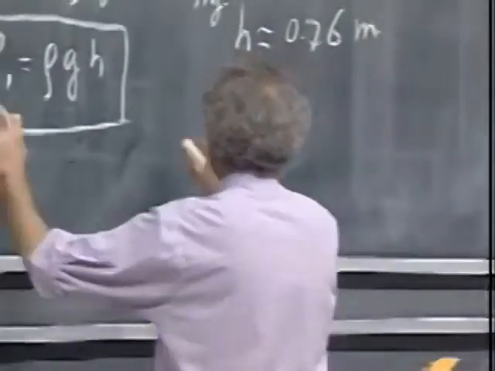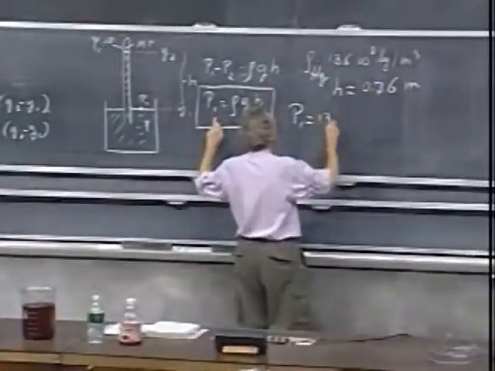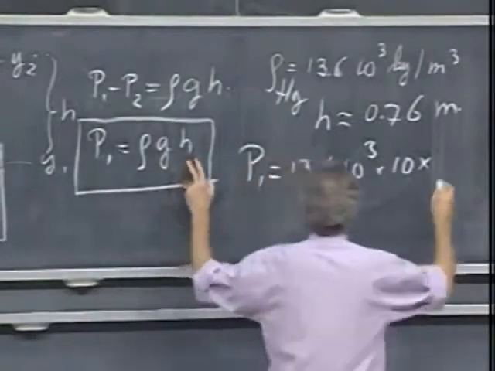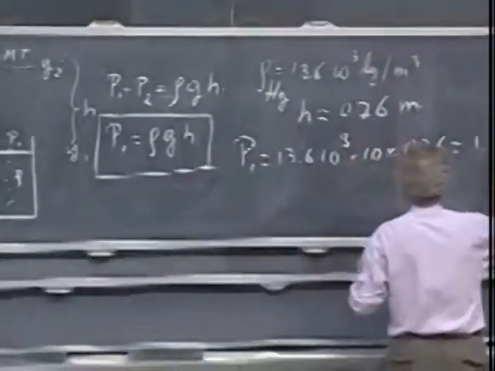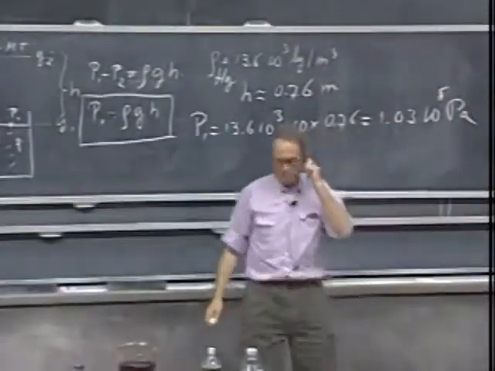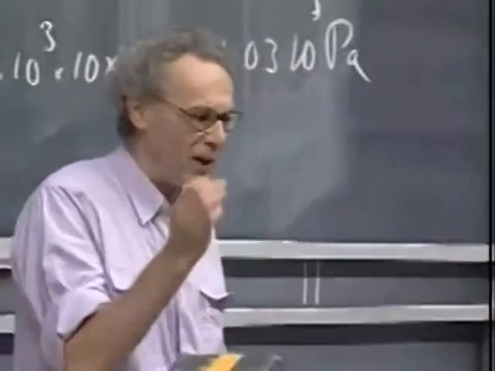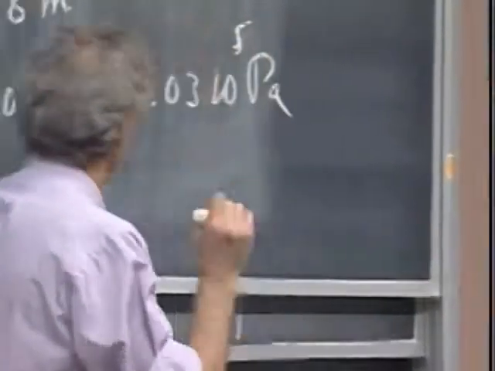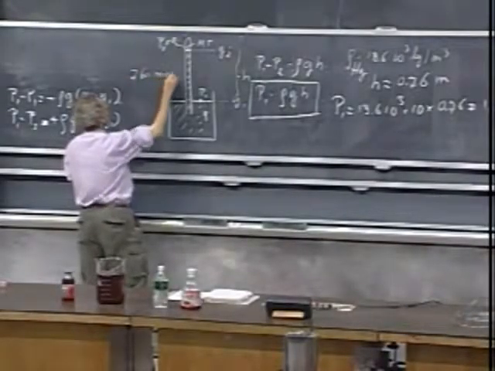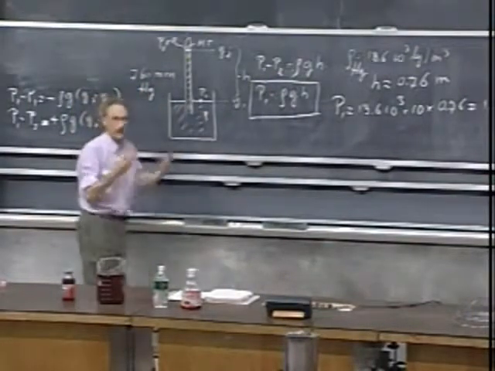And so the barometric pressure P1 is then 13.6 times 10 to the third times g, for which I will take 10, and the height is 0.76, and that is 1.03 times 10 to the fifth Pascal, which comes very close to the 1 kilogram force per square centimeter that I mentioned to you earlier. 1 atmosphere of pressure is defined in a very precise way, namely that it is exactly the pressure when the column here is 760 millimeters of mercury. Then we call the pressure, that's the definition, 1 atmosphere.